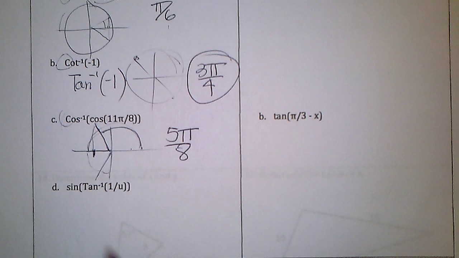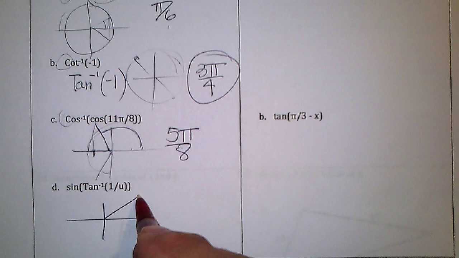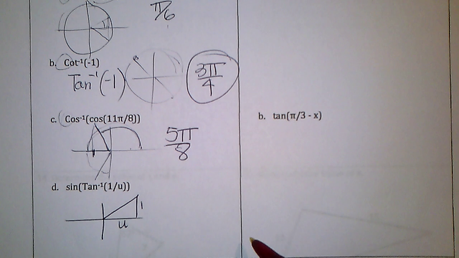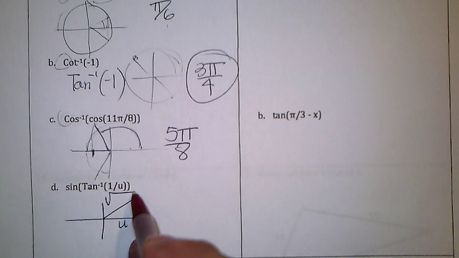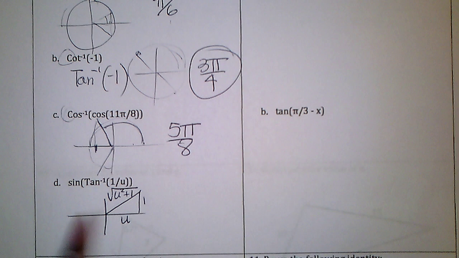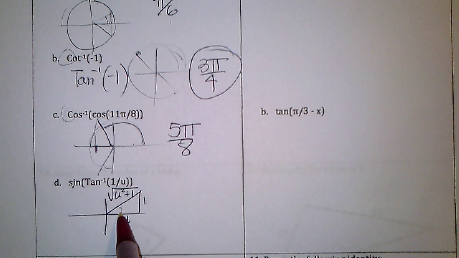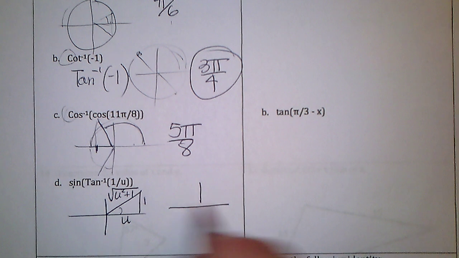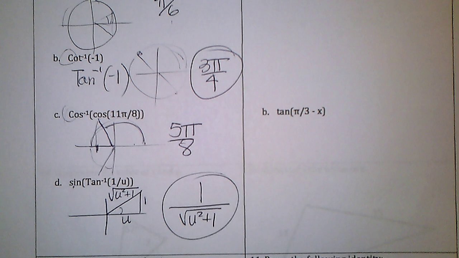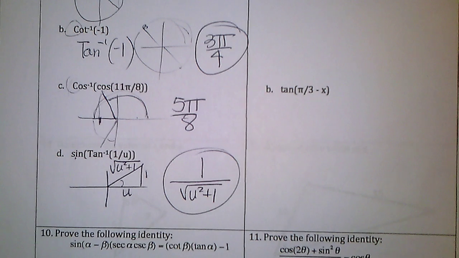Okay, the tangent has a value of, let's do a triangle, opposite 1 over adjacent u. So the hypotenuse would be the square root of u squared plus 1 squared. Now we're supposed to find the sine of this angle. The sine is opposite over hypotenuse. And there's the answer to that one. Then, let's see, 9.